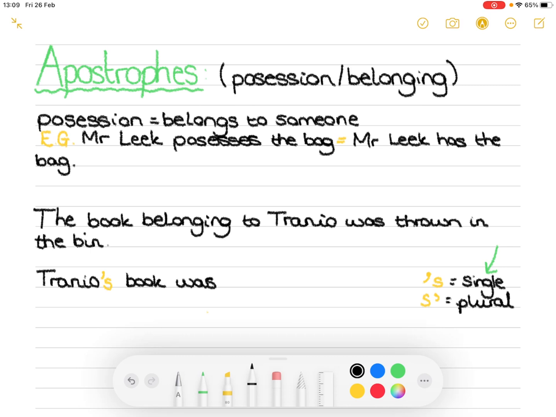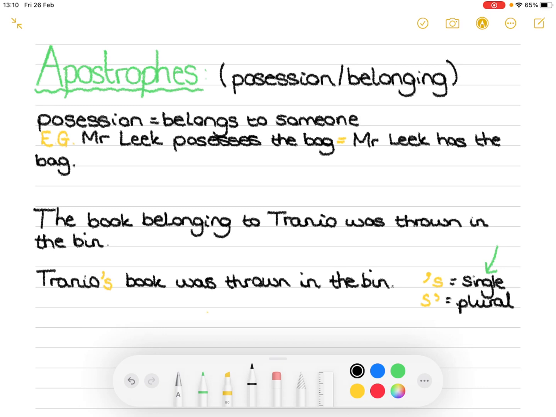was thrown in the bin. Then full stop. So Tranio's book was thrown in the bin. So we've taken a clunky sentence, the book belonging to Tranio was thrown in the bin. We've shortened it, we've made it flow better with an apostrophe to say Tranio's book was thrown in the bin.